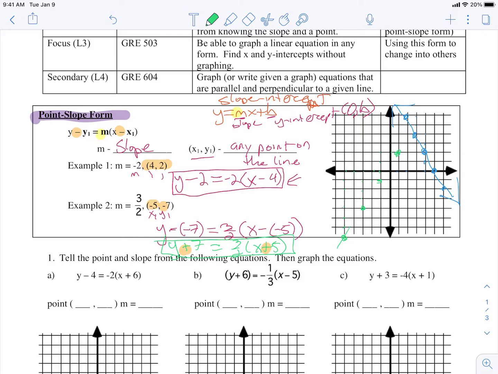So here's where, again, point-slope form is kind of nice. Notice that your y-intercept here is not an integer.